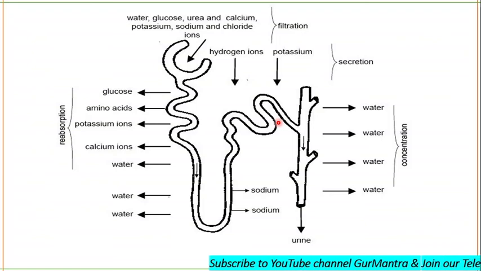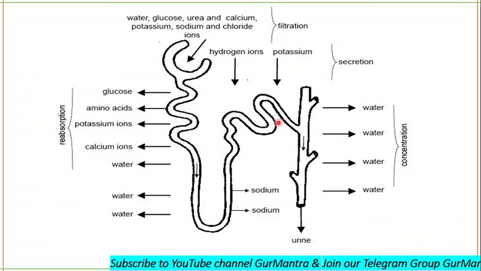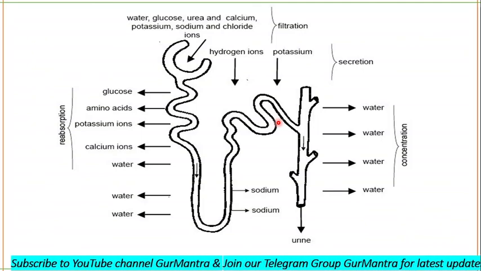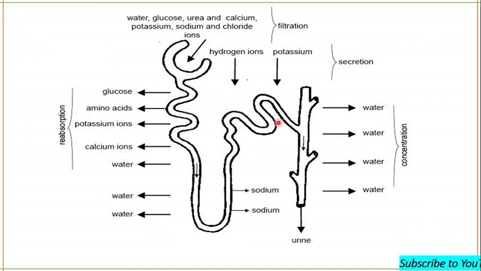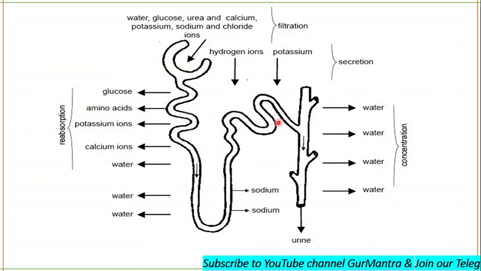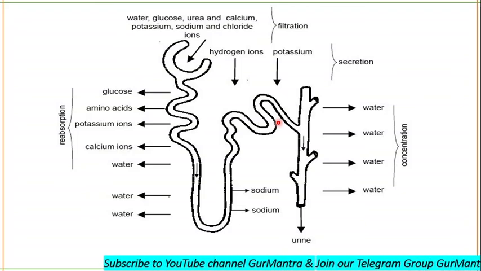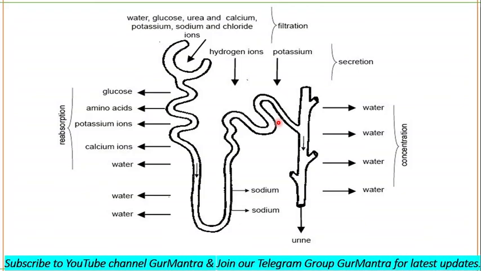Okay, so now you know how atrial natriuretic peptide functions. What about urine transportation, storage and elimination? What about regulation of blood volume, blood pressure and blood osmolarity?